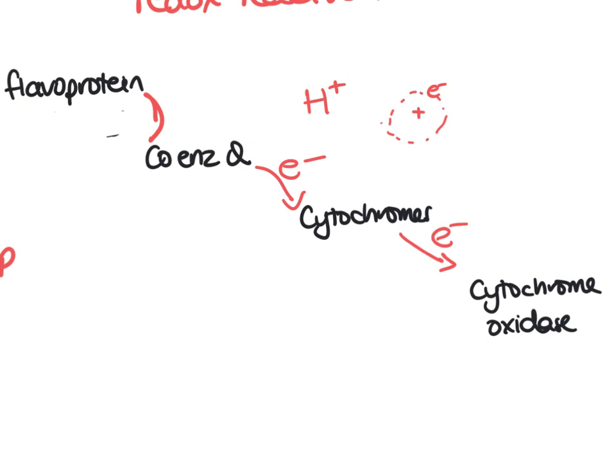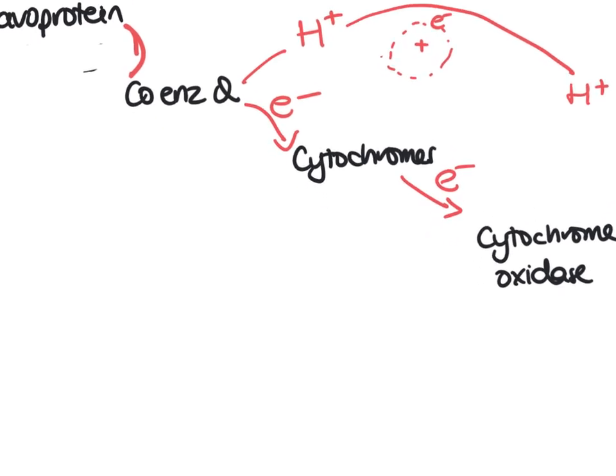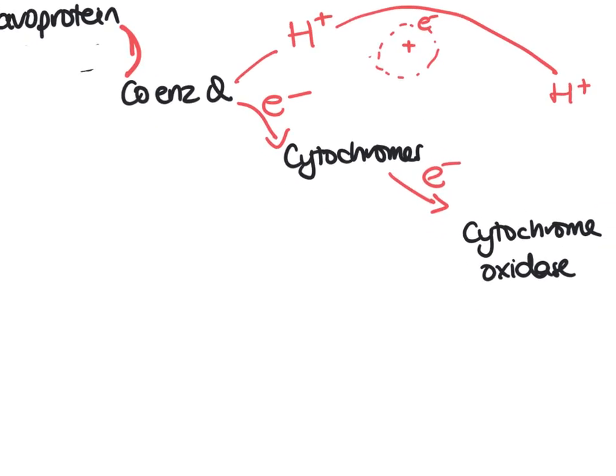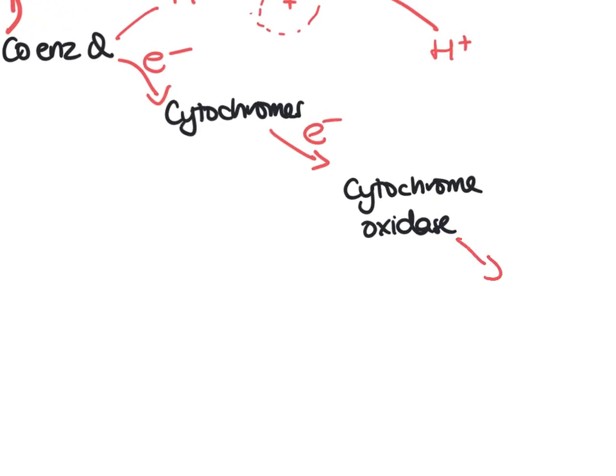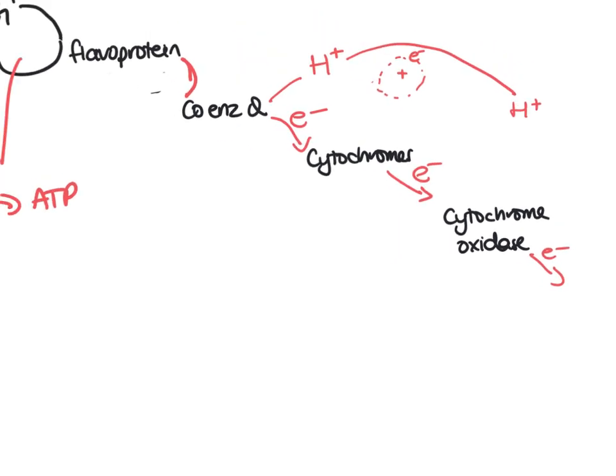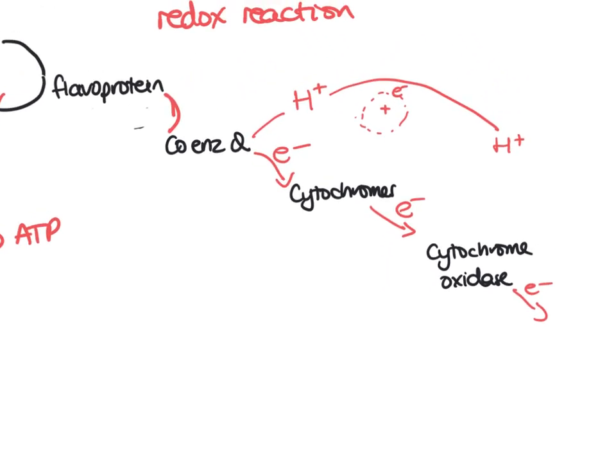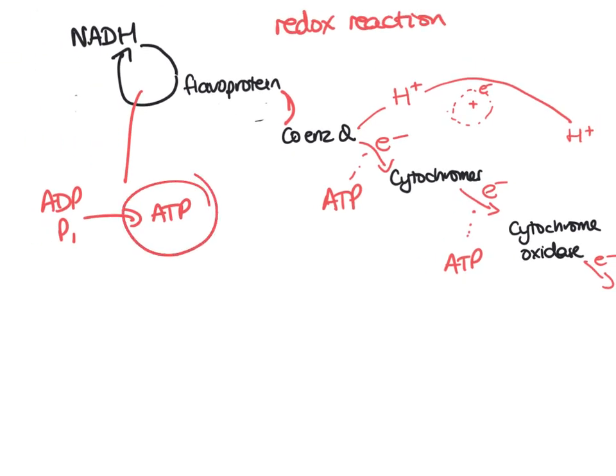The hydrogen ion is basically floating about in the matrix of the mitochondria. Meanwhile, the electrons are getting passed down from carrier to carrier. At this stage here, we get another molecule of ATP, and we get another molecule of ATP from here. So we've got 1, 2, 3 molecules of ATP.